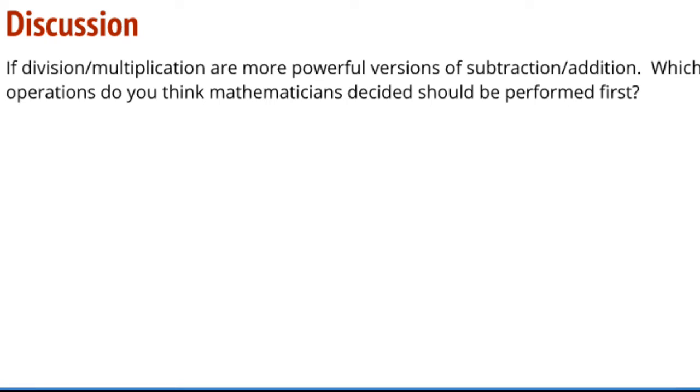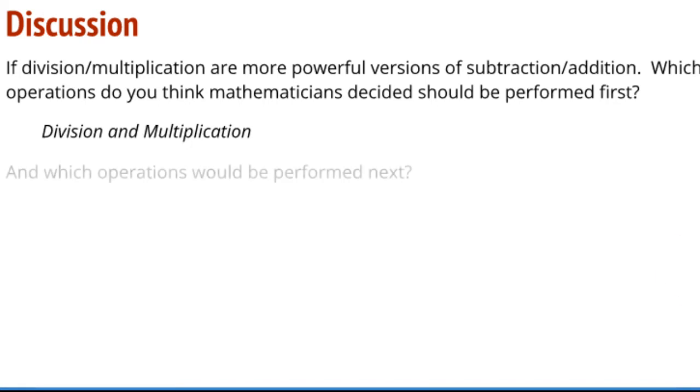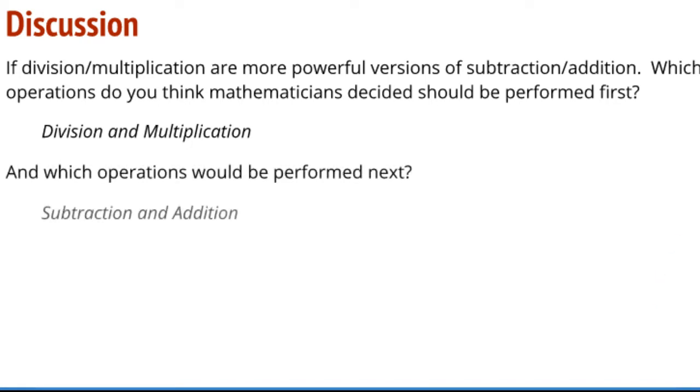So if division and multiplication are more powerful versions of subtraction and addition, which ones do you think mathematicians decided should be performed first? Well, they decided we should do division and multiplication first. And after division and multiplication, we should perform subtraction and addition.